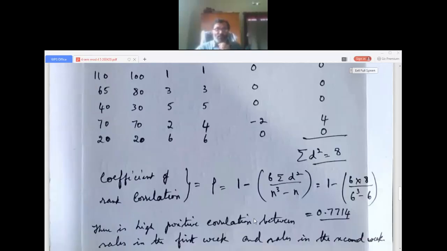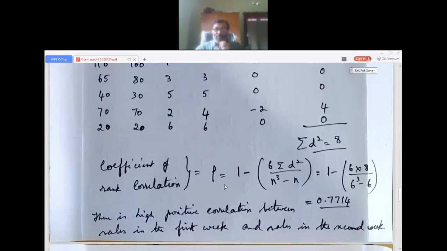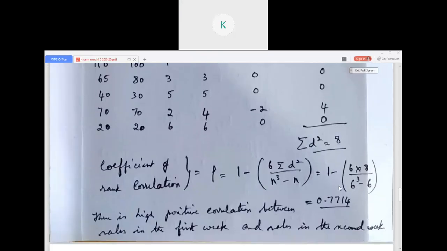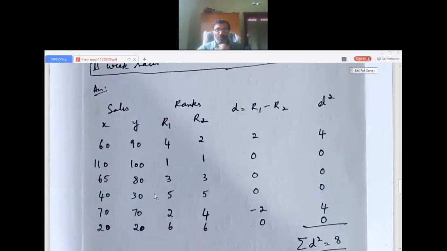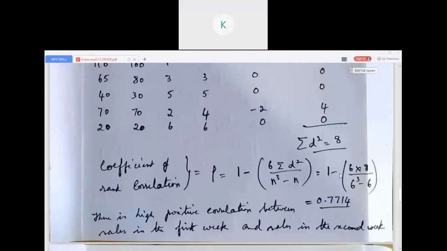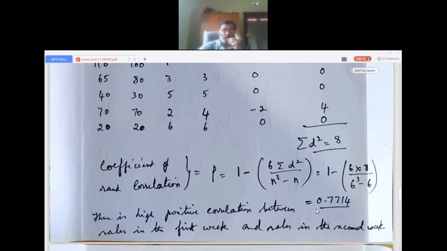Now coefficient of rank correlation rho equals 1 minus 6 sigma D squared divided by n cubed minus n. So sigma D squared is 8. 1 minus 6 into 8 divided by n, which is 6 here: 1, 2, 3, 4, 5, 6, 6 inputs. So 1 minus 6 into 8 divided by 6 cubed minus 6, that is n cubed minus n. So this is 0.7714.